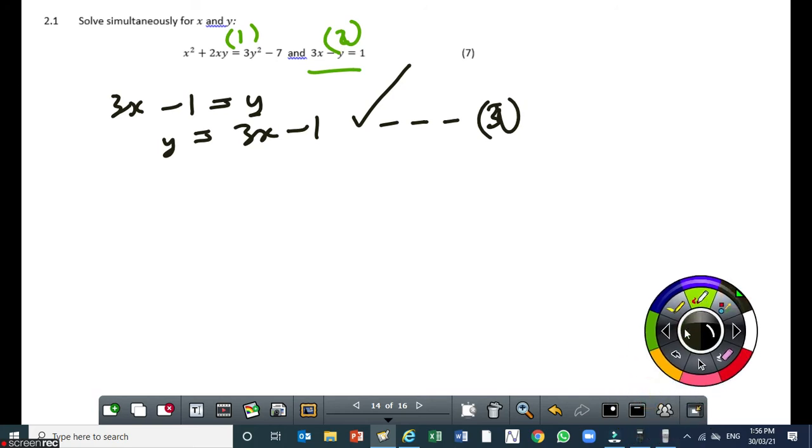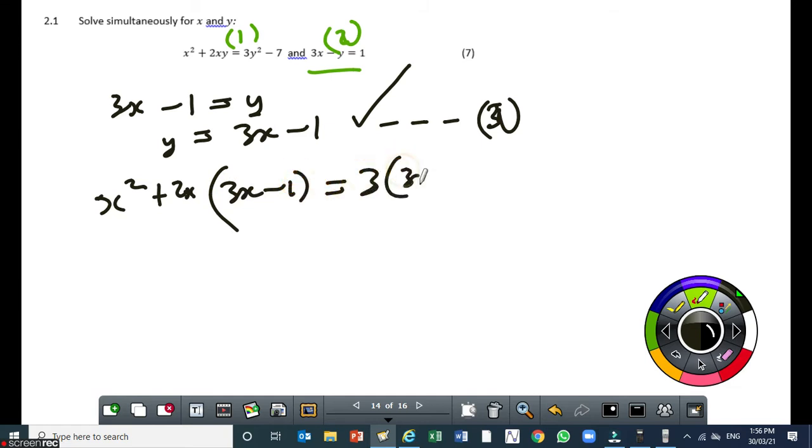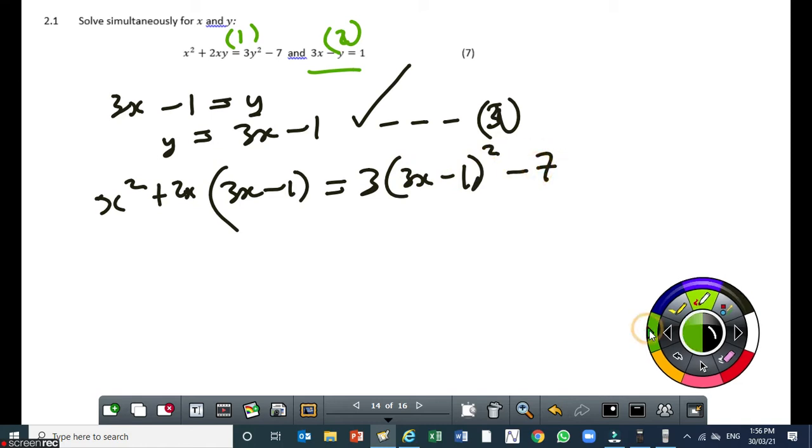The next mark will be putting the right hand side of equation 3 where there is y in equation 1. That's the substitution mark. So the substitution mark means you say x squared plus 2x. Where there is y, you put 3x minus 1. Okay? Where there is y, put 3x minus 1. Okay? Then you square that. Minus 7. So the second mark will be here for substitution.